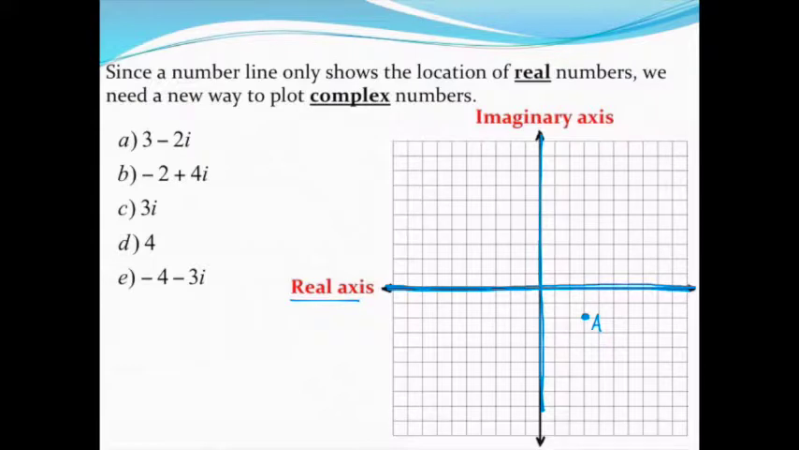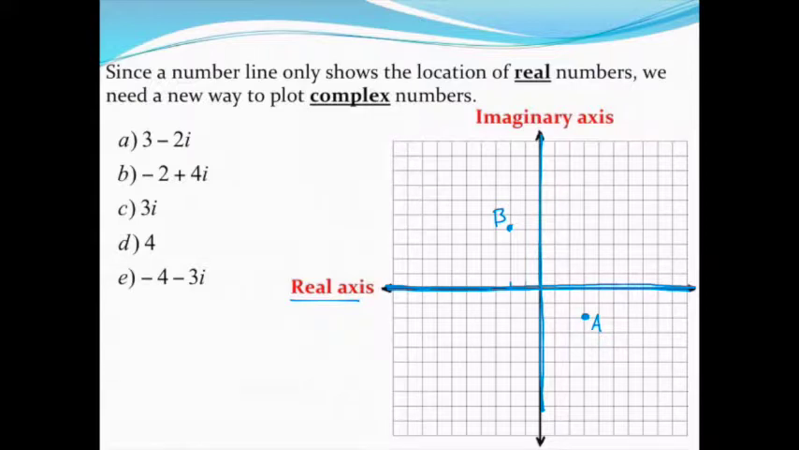The number -2 plus 4i, the complex number, the real part's -2, so I would count 2 spaces in the negative direction. And then count up 4 spaces, 1, 2, 3, 4, and see that that is where the number -2 plus 4i is located.